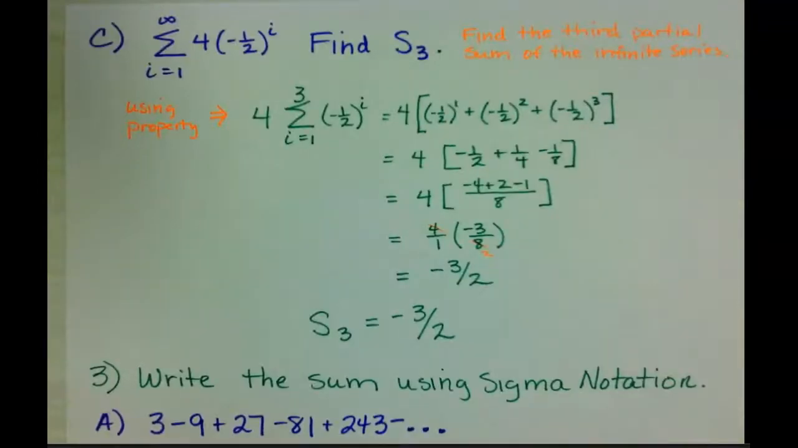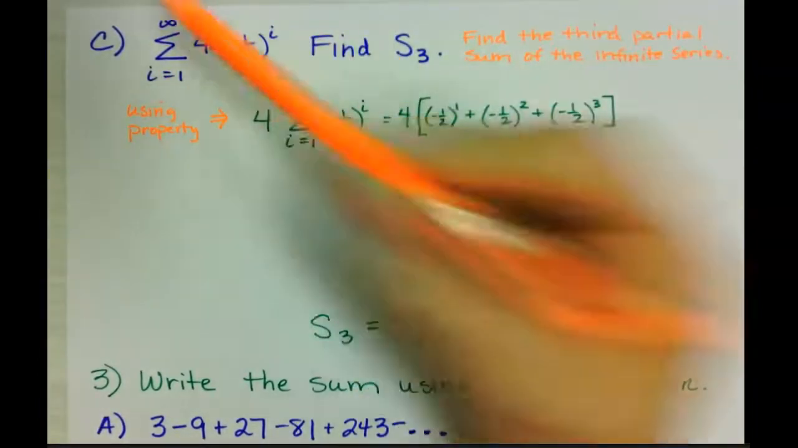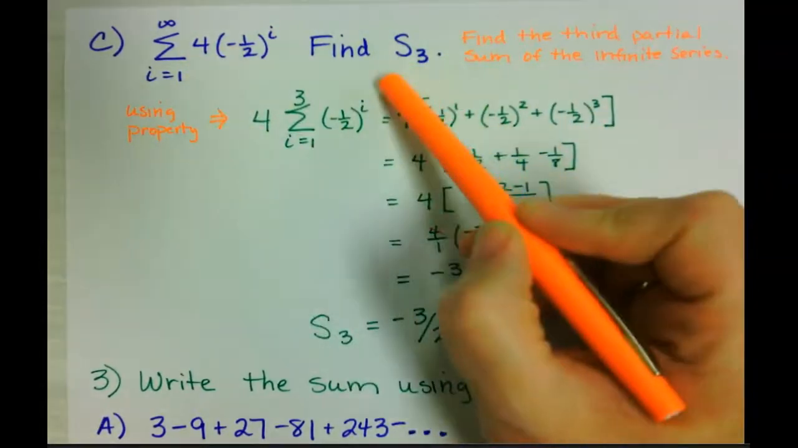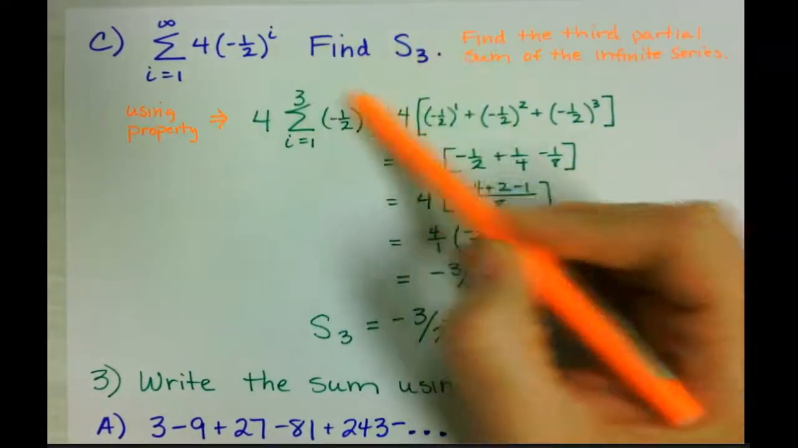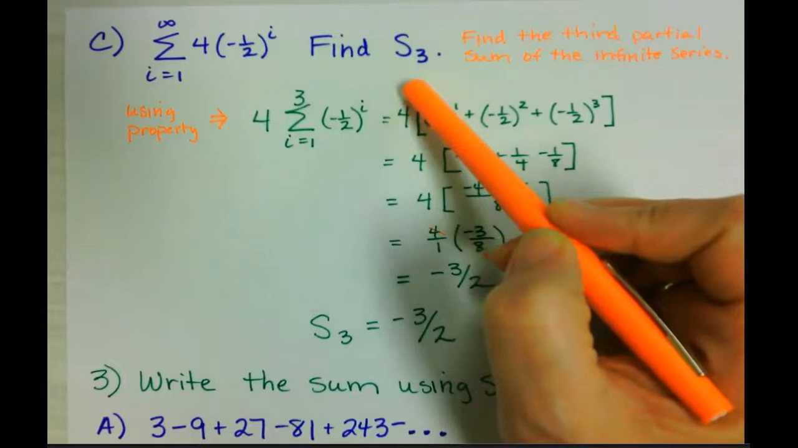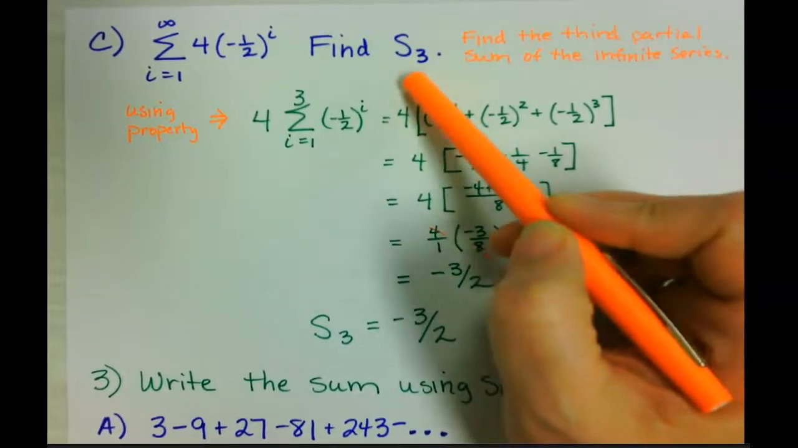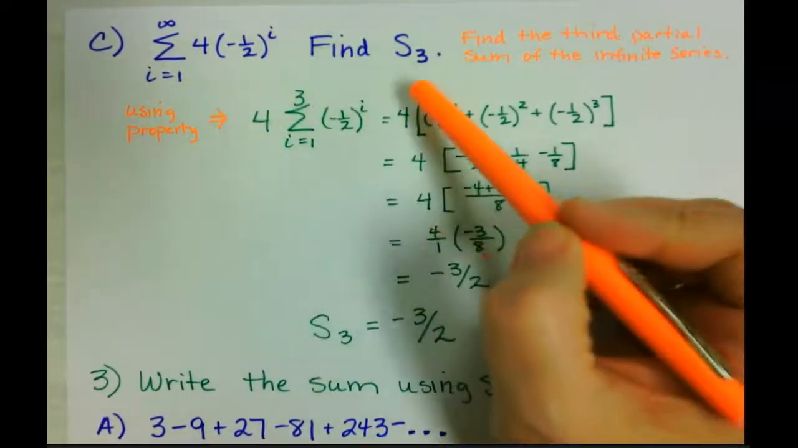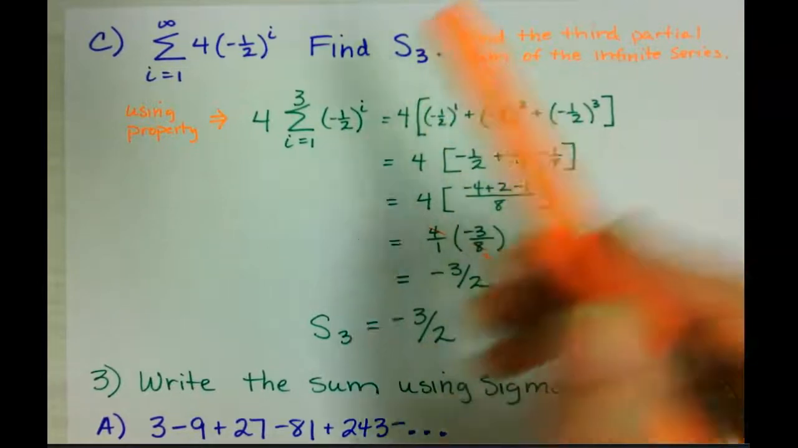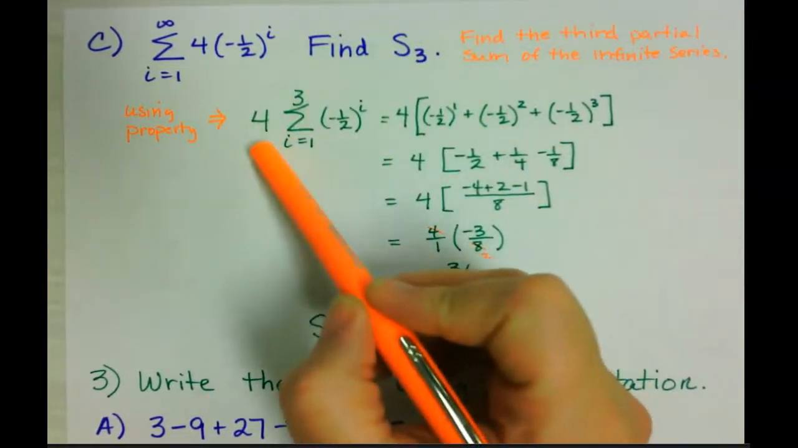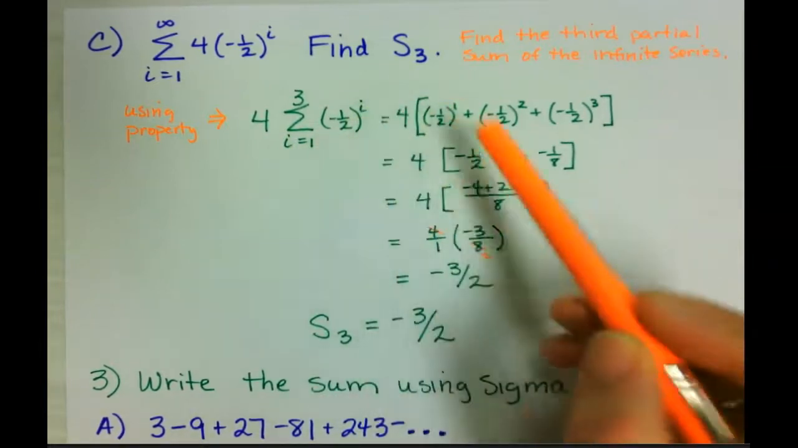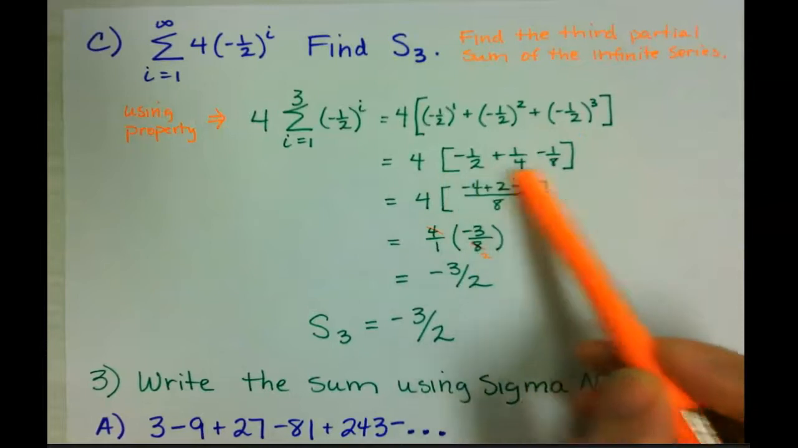All right, part C. We are going to infinity again. Here is my sequence. Lower bound is 1, but we're finding s sub 3. This is what I meant by knowing the notation, because it may use notation to ask a question. What s sub 3 means is find the third partial sum of the infinite series. So it goes on forever, but we're only going to add the first 3 terms. If we decided to use the property, we could pull the 4 out here. We could go in with i as 1, 2, and 3, which gives me these 3 fractions.